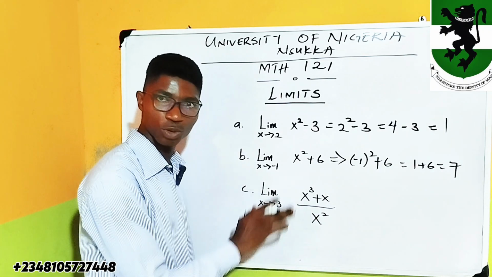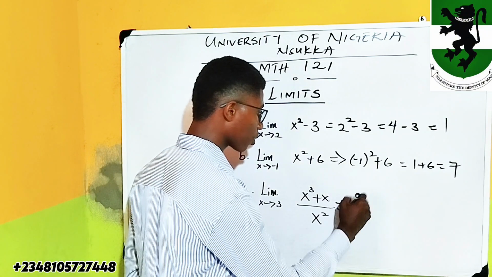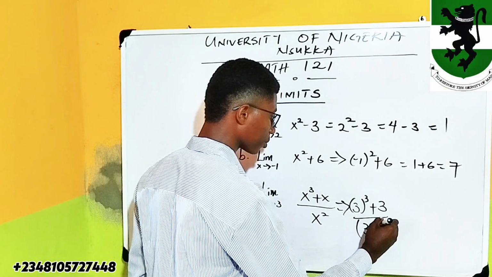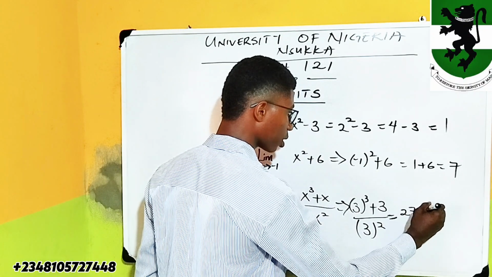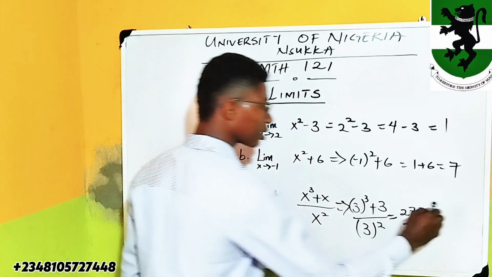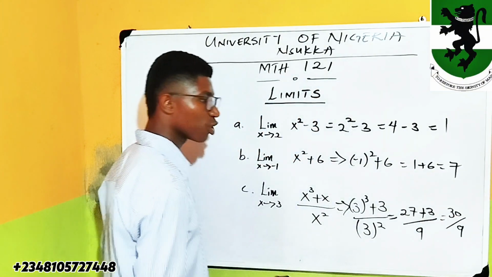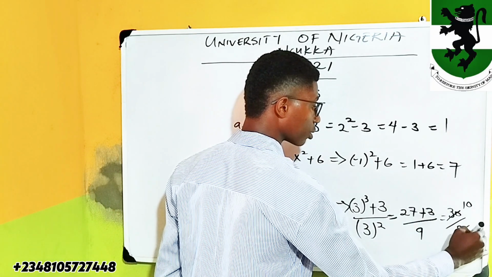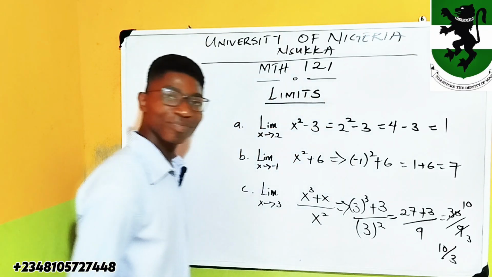We're going to solve this by direct substitution, substituting 3 into this expression. We have 3 cubed plus 3 over 3 squared. This gives us 3 cubed is 27, plus 3, over 9. 27 plus 3 is 30. Hence we have 30 over 9. Dividing through by 3, 3 into 30 is 10, 3 into 9 is 3. Hence our final answer is 10 over 3. I hope this is clear.